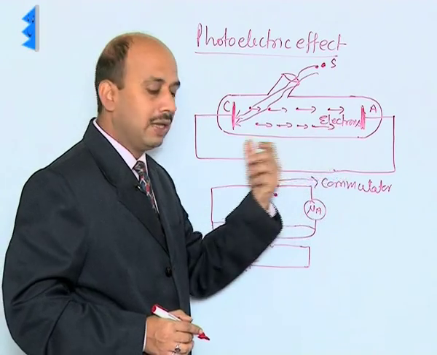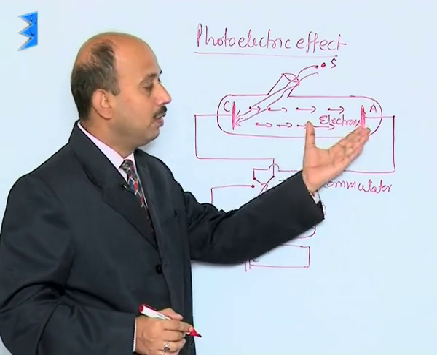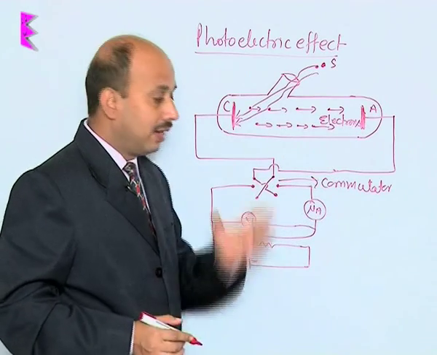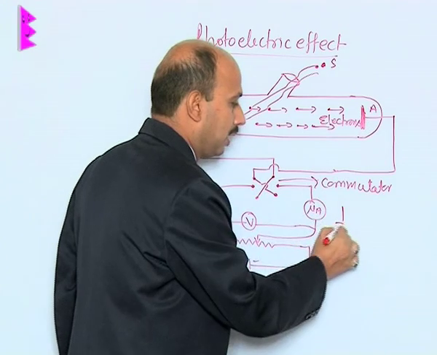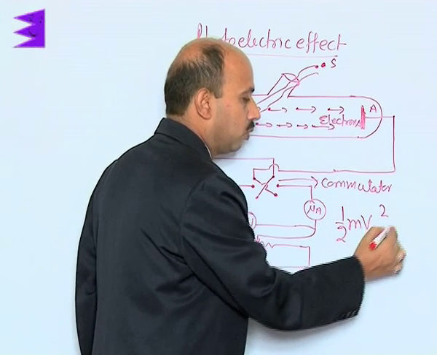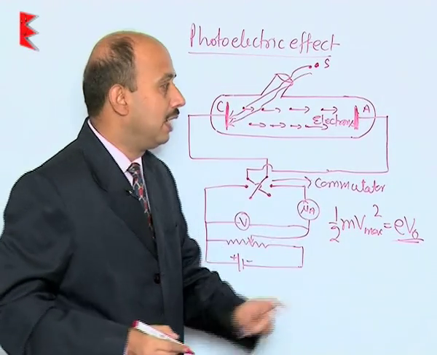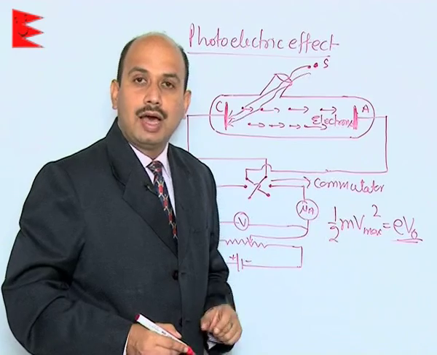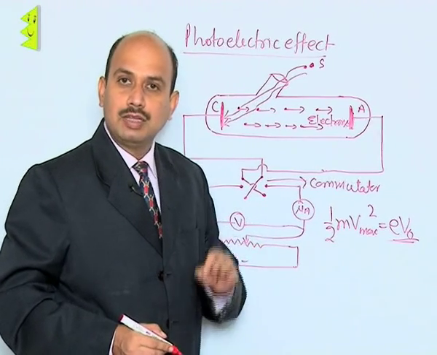These electrons are being repelled, and at a certain value no electron will be reaching plate A. At that condition, the maximum kinetic energy of the electrons, that is half m v max squared, is equal to eV naught. This V naught is the minimum negative potential of plate A at which the photoelectric current becomes 0. It means the photoelectric current stops.